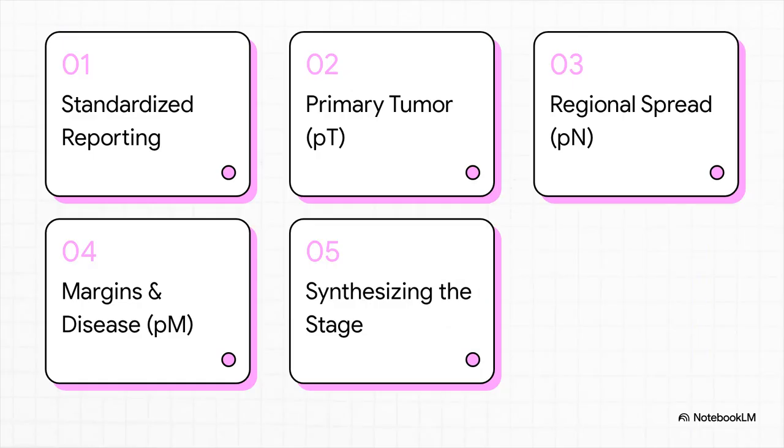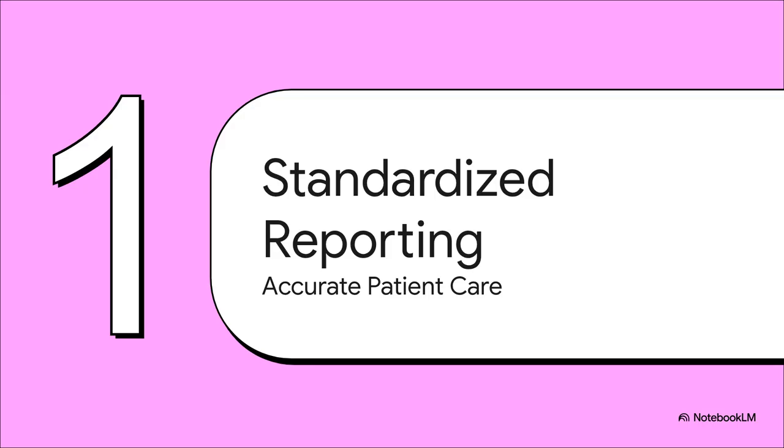So, here's our game plan. We're going to follow the pathologist's journey. We'll start with the why this standardized approach matters so much. Then we'll get into the real details of sizing up the primary tumor, tracking down any spread to the lymph nodes, checking our margins, and looking for distant disease, and finally, putting all those clues together for the definitive pathologic stage.